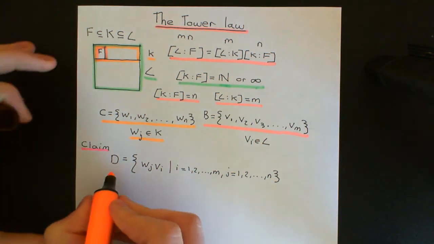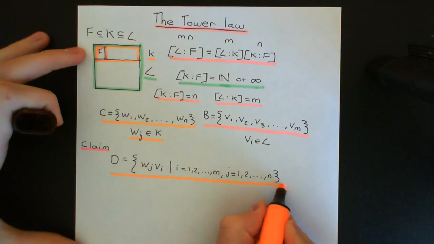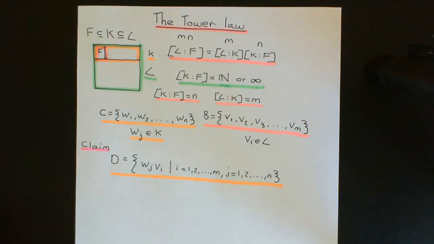I claim that this is a basis for the field extension L viewed as a vector space over K. Now of course, sorry, not over K, over F. Now of course all of these elements are going to be in the largest field, capital L. You're just multiplying elements that are in K with elements that are in L. Everything that's in K is in L, so you're just multiplying two elements of L together basically, to get a bunch of elements that are in L. So they are all elements of L, okay?